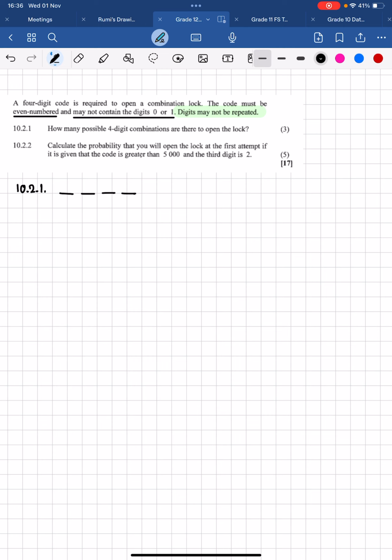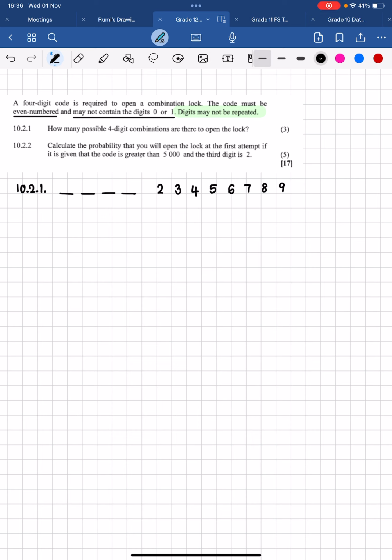So 4-digit code, all right? Now they're saying the code must be even numbered. Now, I'll talk about that now. But what they're also saying is it may not contain the digits 0 or 1. So now on the side, I'm going to write, if I can't use a 0 or a 1, I can use 2 or 3 or 4 or 5, 6, 7, 8, or 9.